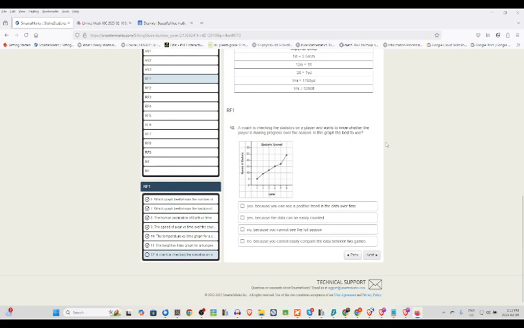Now, a coach is checking the statistics on a player and wants to know whether the player is making progress over the season. Is this the graph the best to use? So it's baskets scored. We have number of baskets versus game. And yeah, it's because you can actually see the trend. Right? This player is getting better each time.